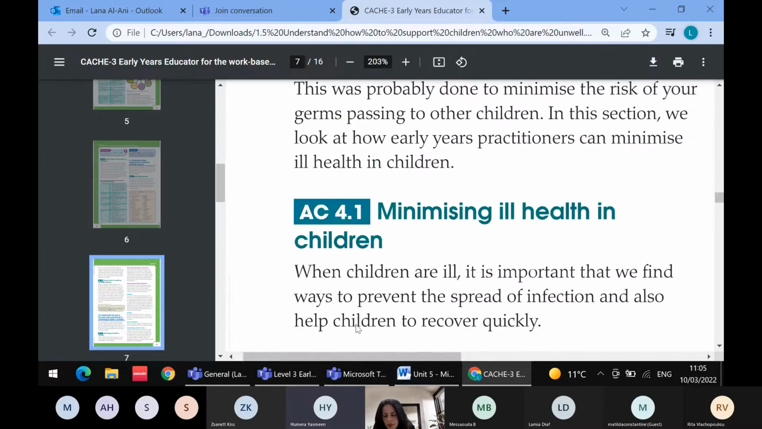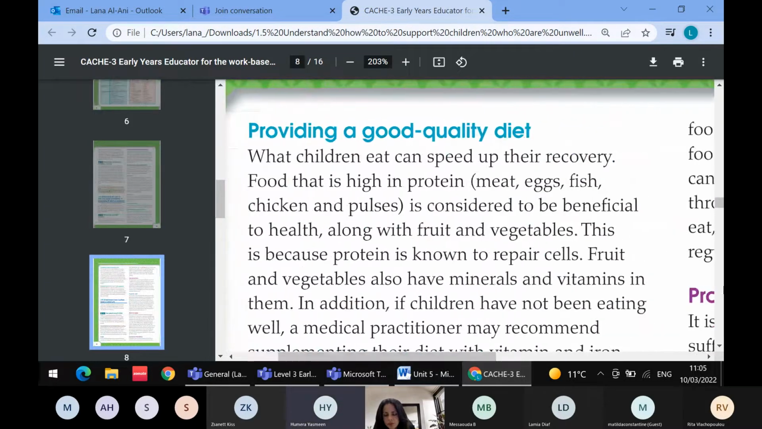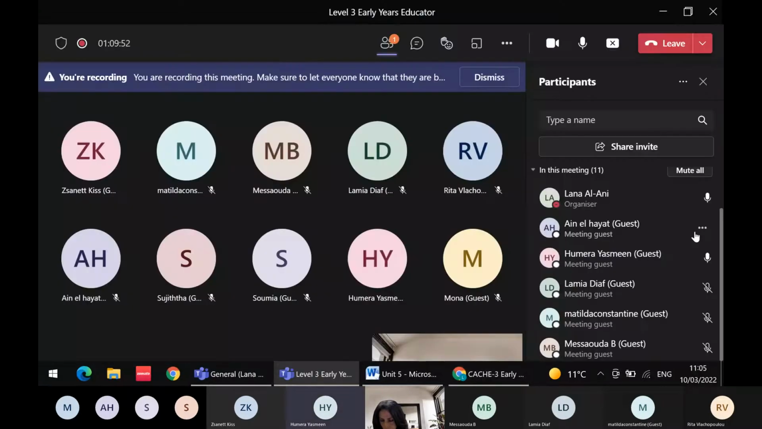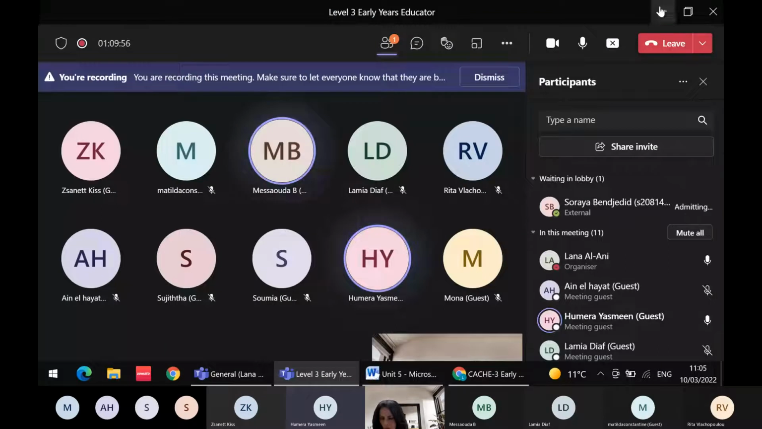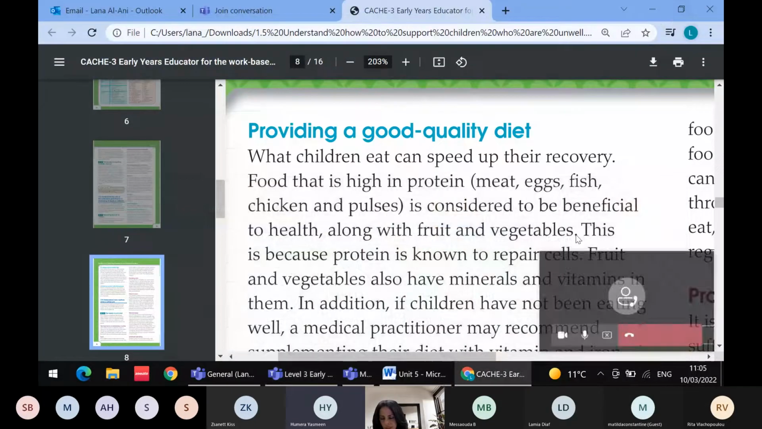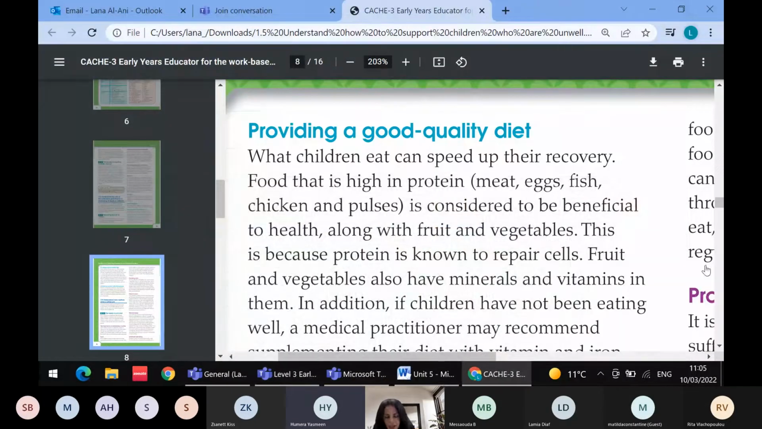Any other things we might do? Diet. Yes, excellent. We need a good quality diet.